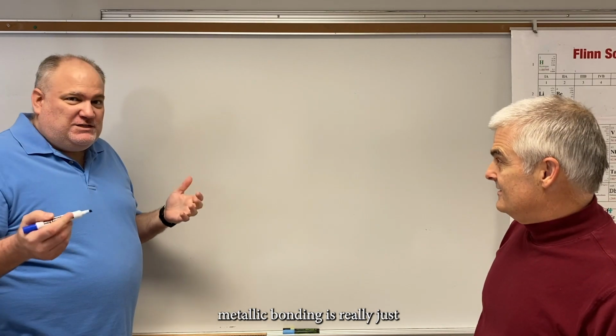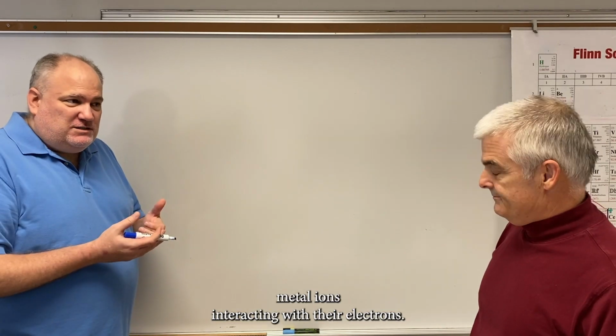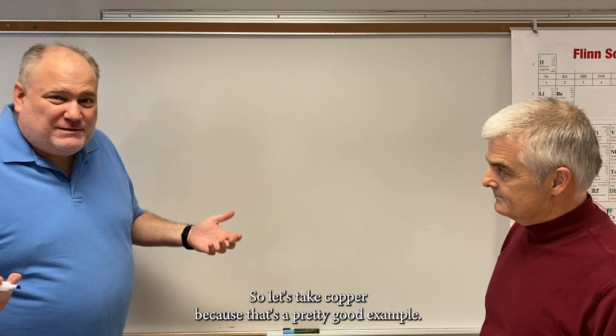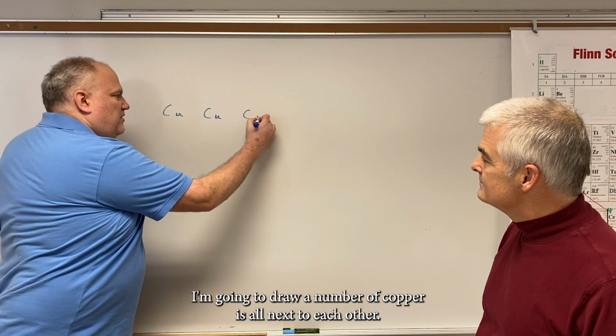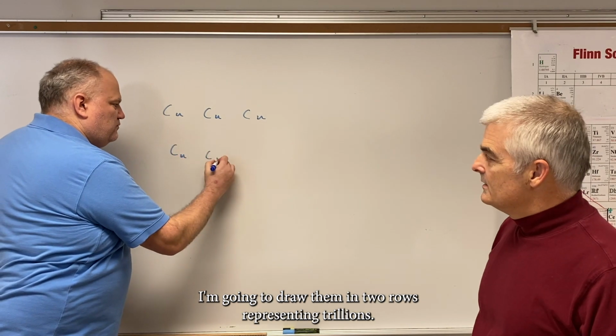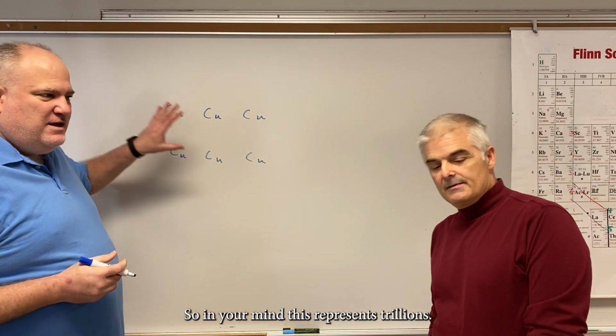Metallic bonding is really just metal ions interacting with their electrons. So let's take copper because that's a pretty good example. Let's say I have a copper, and I'm going to draw a number of coppers all next to each other, in two rows representing trillions. So in your mind, this represents trillions.